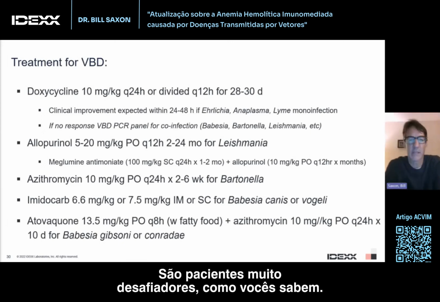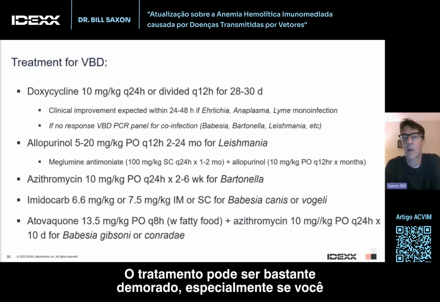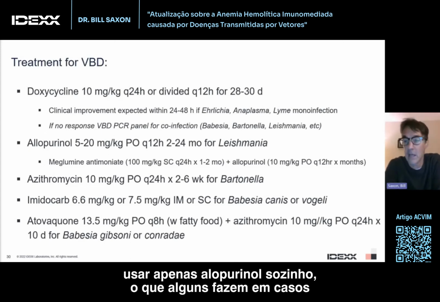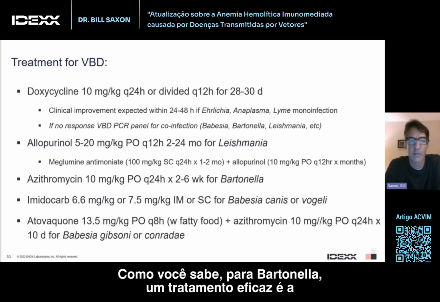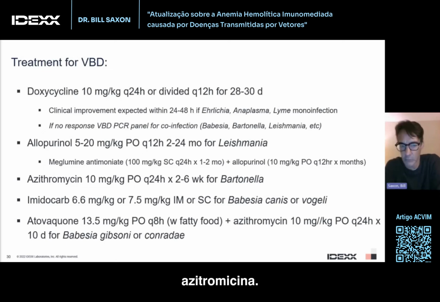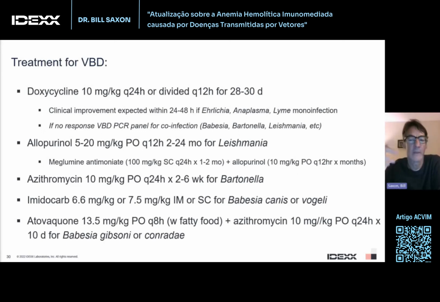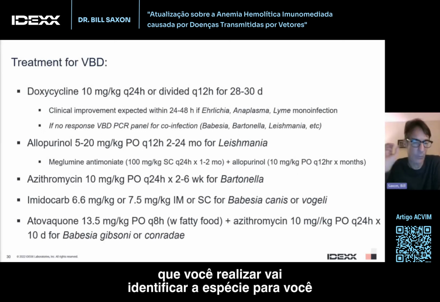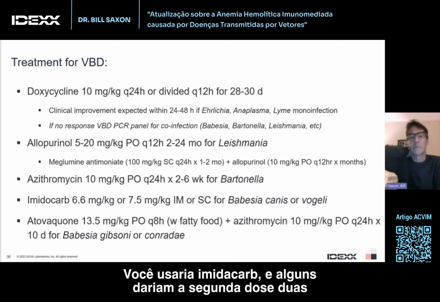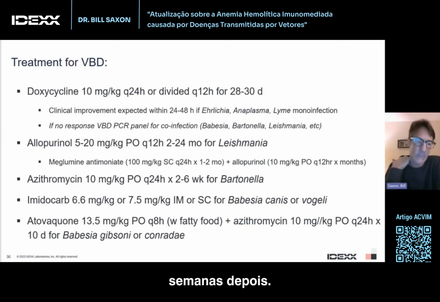So for Leishmania, you can see the protocols there. These are very challenging patients, as you know. The treatment can be quite lengthy, especially if you just use allopurinol alone, which some do in milder cases. As you know, for Bartonella, an effective treatment is azithromycin. For large Babesia, like Babesia canis, and the PCR test you run will speciate them for you, you would use imidocarb, and some give a second dose 2 weeks later.